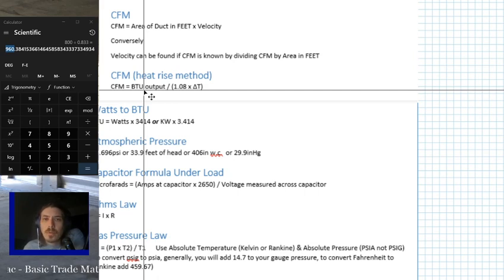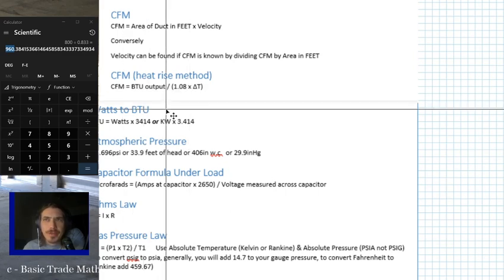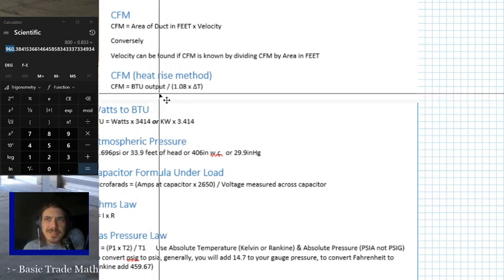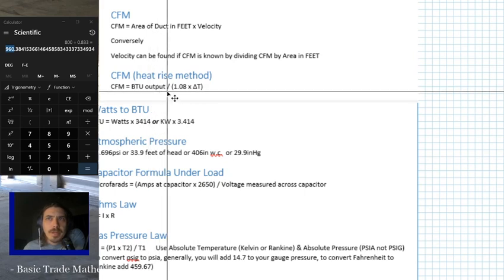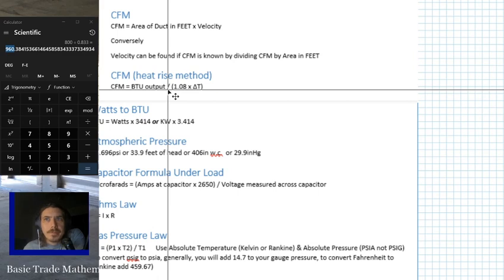This does not work for cooling. I repeat, do not try this in cooling. You will not know the BTU output in cooling without a lot of information on the system. And even then, you're going to be stabbing at it unless you have your psychrometers hooked up and you're finding total enthalpy and all that stuff. But for heating, it's really simple because we're not dealing with latent heat or anything like that. We're just dealing with sensible heat.